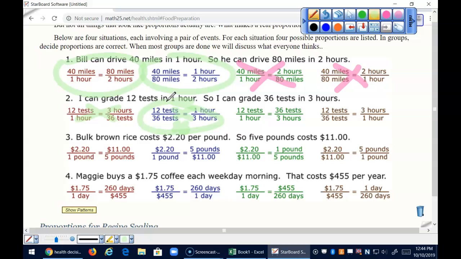All right, so what about the green one? 12 tests over 1 hour, 36 tests over 3 hours. Yes? Okay. And if we cross multiply to double check, 36, 36, it makes sense. And the brown one? No. Okay, why not? Because it would be 12 and 20 something, which is not right. Or you could do 3 over 1/3. Either way, it doesn't match up. So this one's no good.